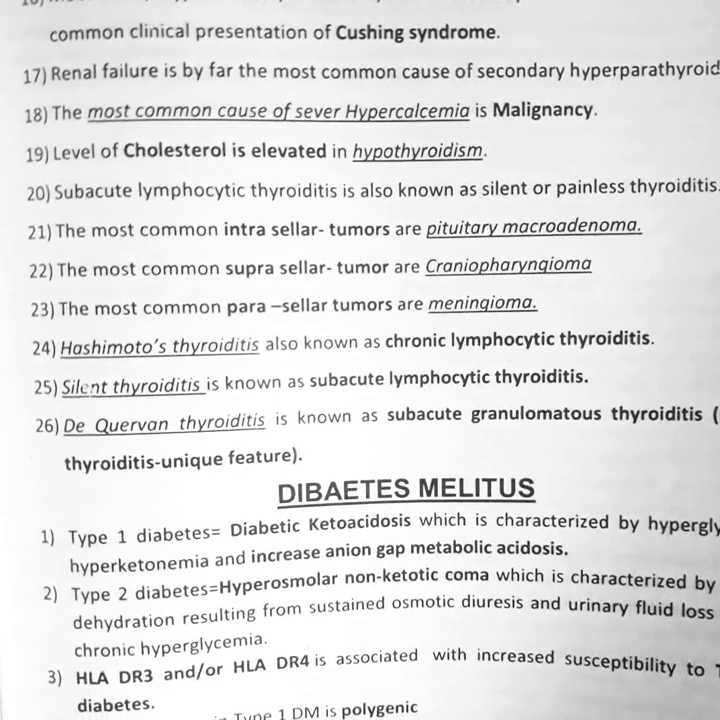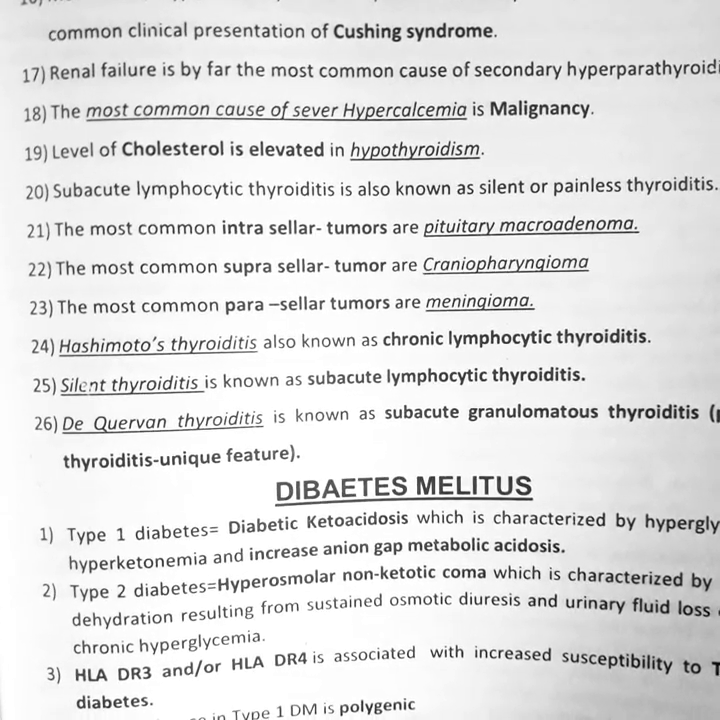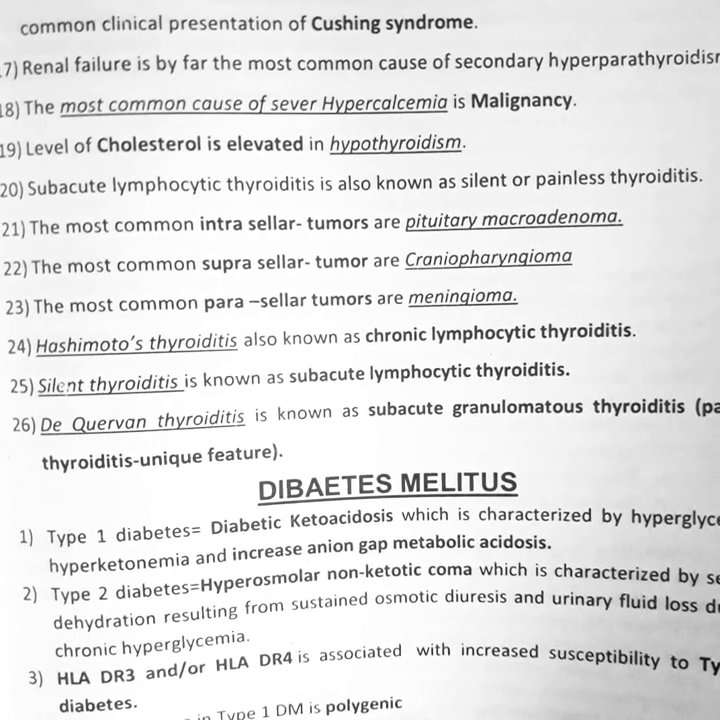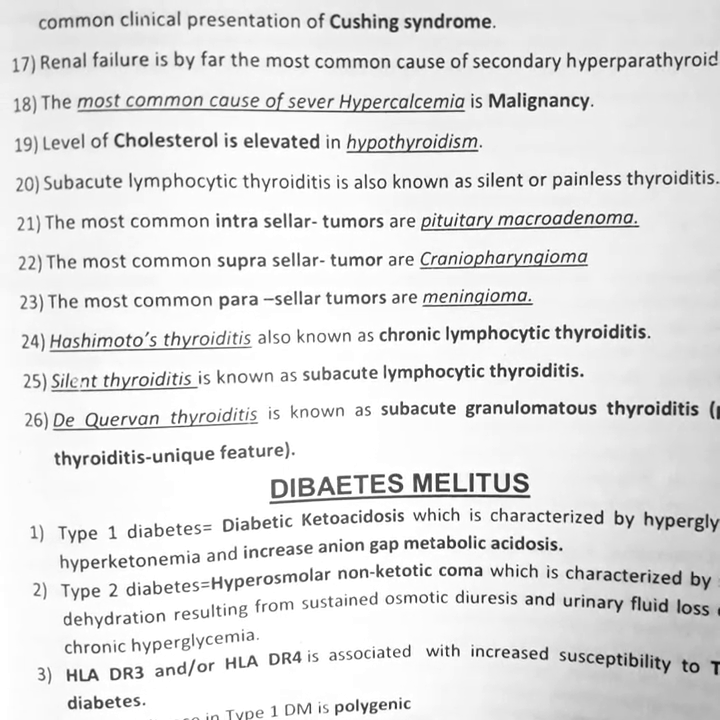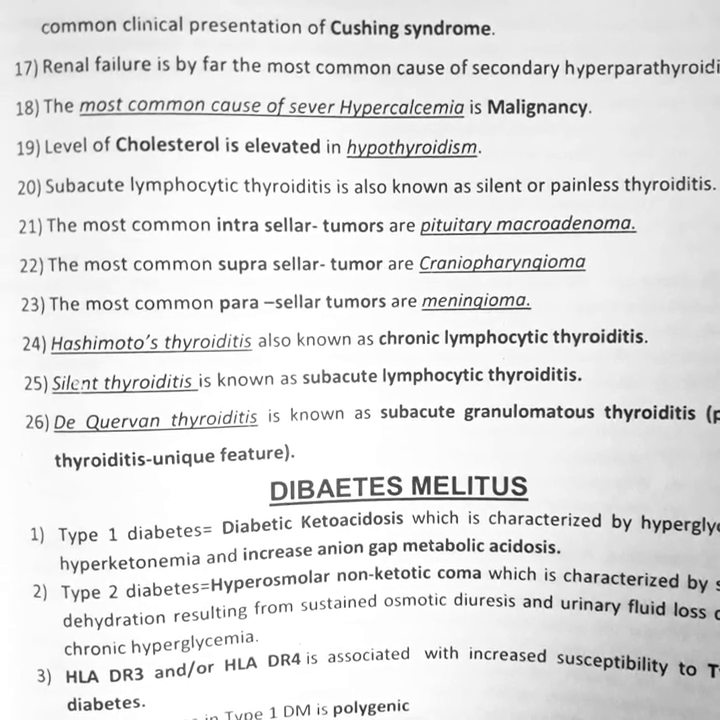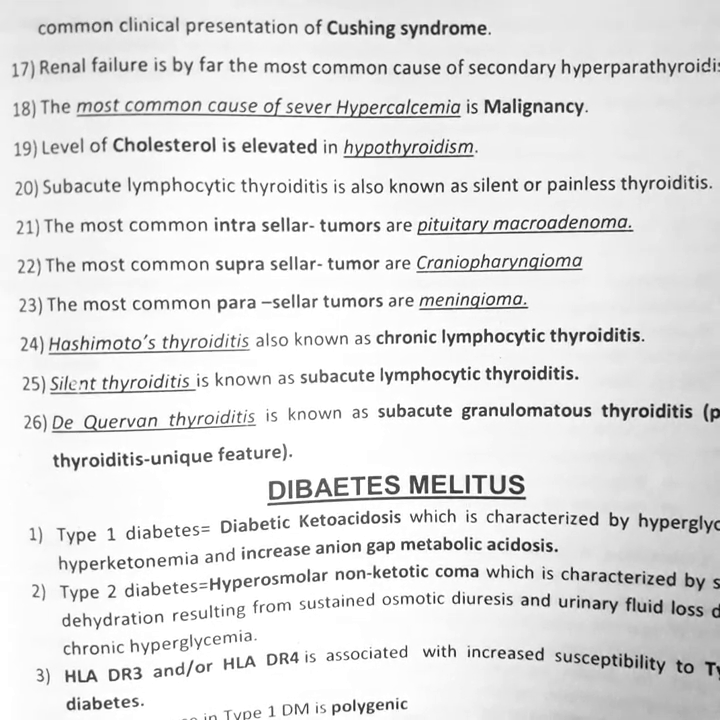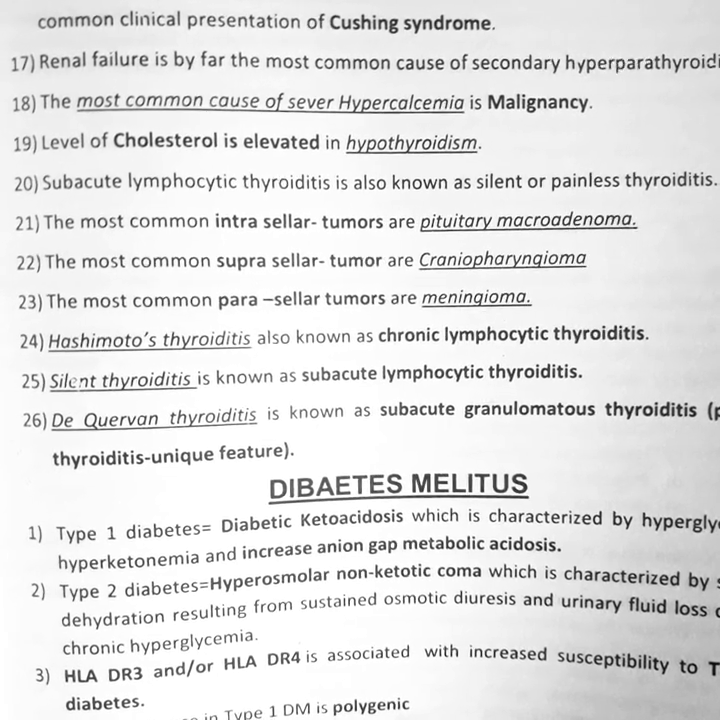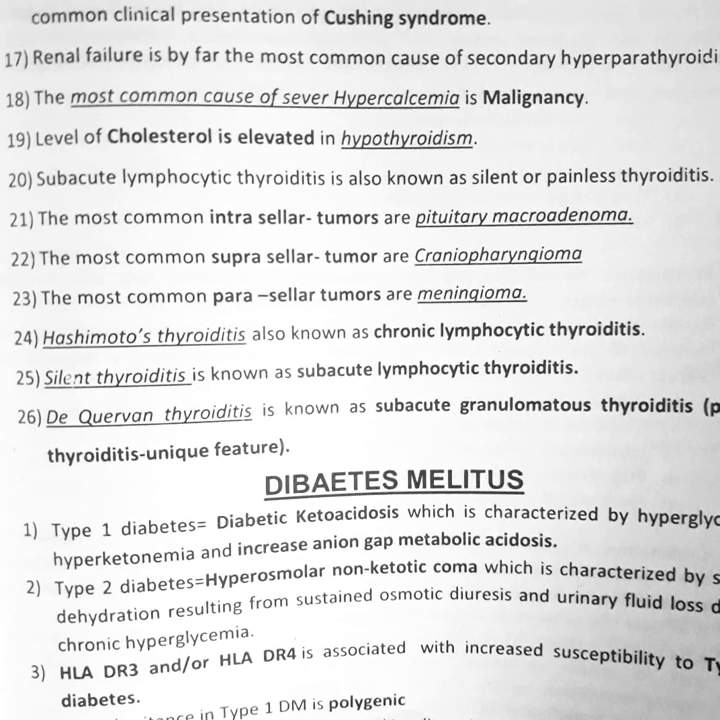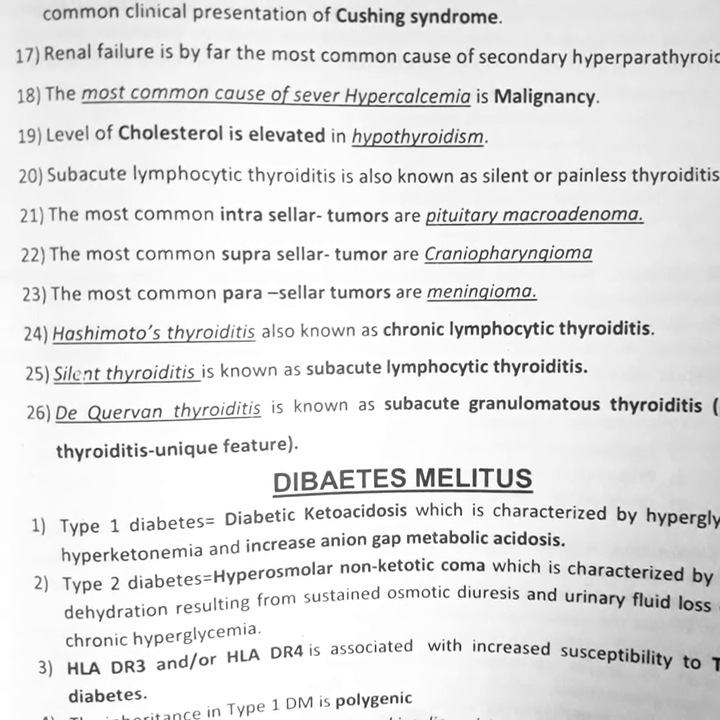The most common intrasellar tumor is pituitary macroadenoma. The most common suprasellar tumor is craniopharyngioma. The most common parasellar tumor is meningioma. Hashimoto thyroiditis is also known as chronic lymphocytic thyroiditis.